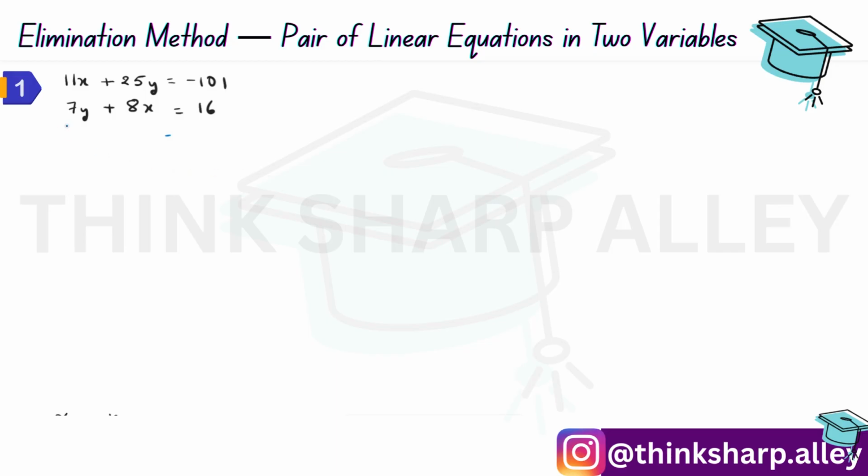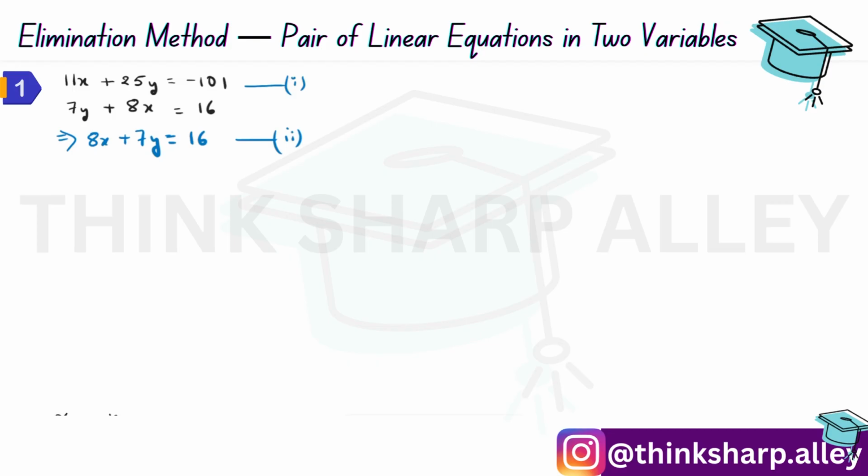First, I'll rearrange the second equation so that variables appear in the same order as that of the first equation. That helps us keep things organized. So, we will write 8x first plus 7y equal to 16. Mark the first equation 1 and this equation 2.